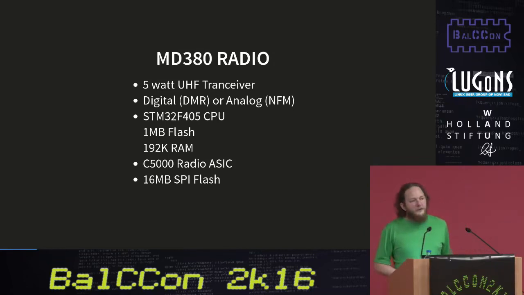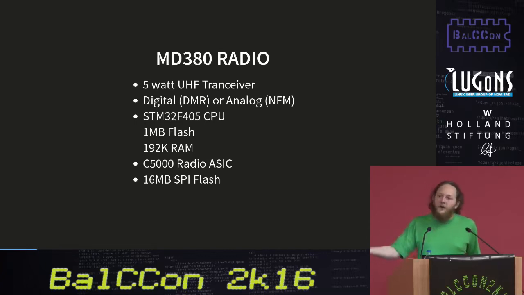It also has 16 megabytes of SPI flash. And the reason why they use 16 megabytes of SPI flash is that a 16 megabyte chip is a lot cheaper than the 1 megabyte chip that they designed the firmware for. So 15 megabytes are unused, and this is where we store things like our caller ID database in order to display all of the incoming contacts.